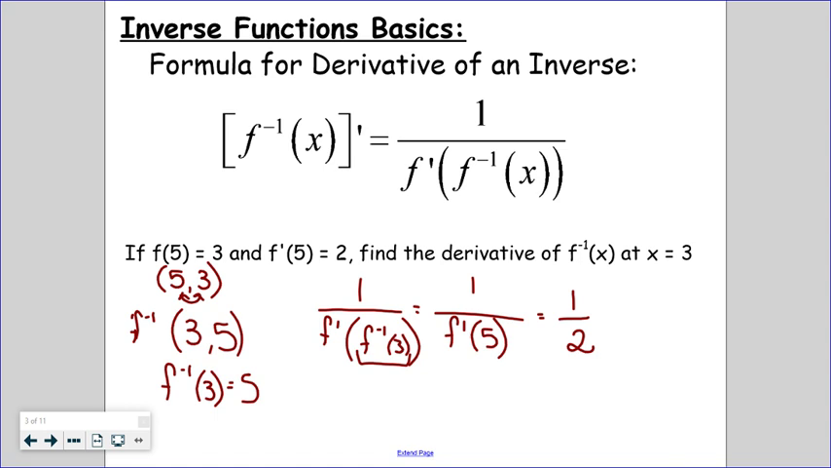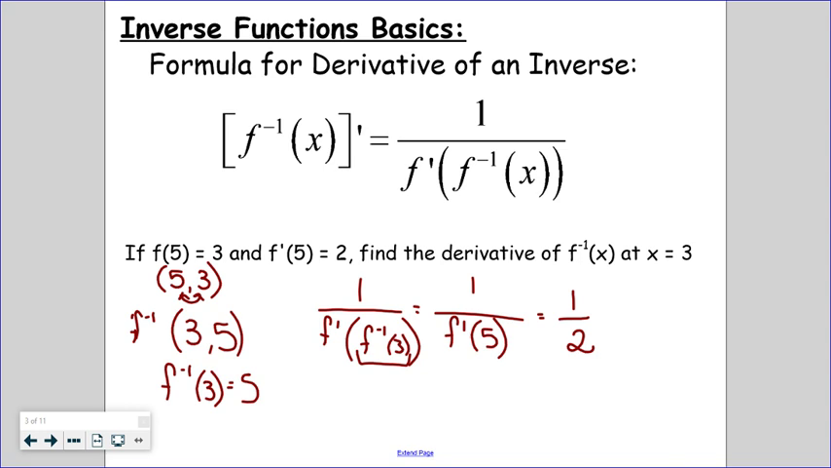Not always as easy to work through as this one, but could I have seen that from the original information given? Yes, if I can follow along again with what it's asking me and understand my corresponding points. They told me the derivative at 5 is 2. Well, the corresponding x in your inverse is 3. I get that information from here. So if the derivative there is 2, the derivative at 3 is going to be its reciprocal, 1/2.